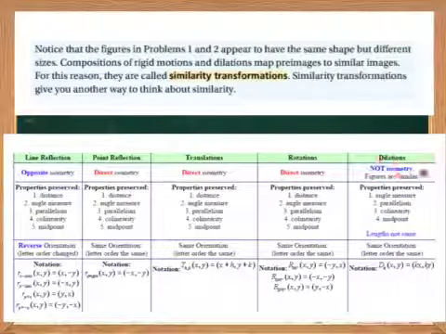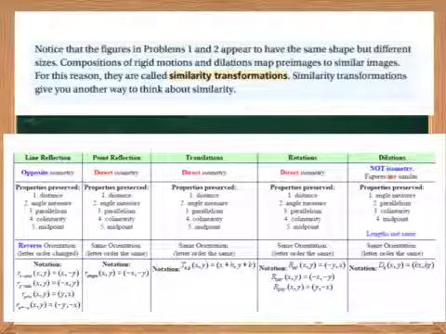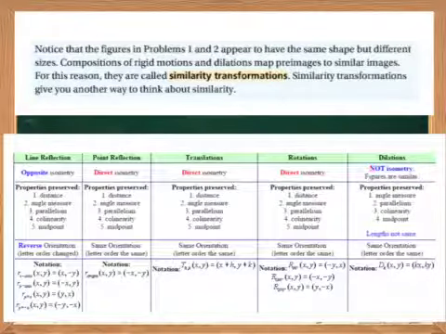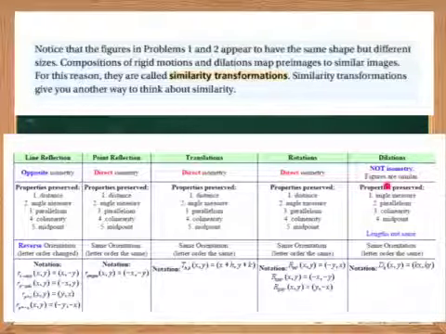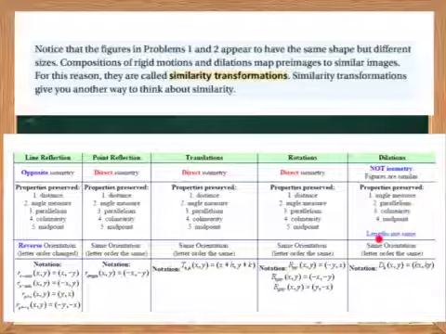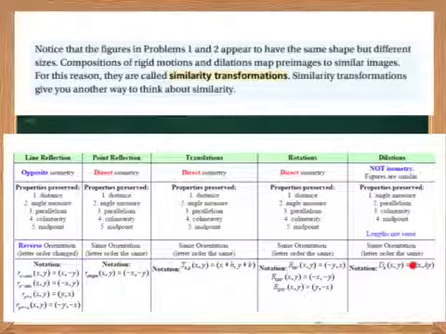Dilations are not an isometry or not a rigid motion. Isometry and rigid motion mean the same thing, but the figures are similar, so the preimage and the image will be similar to each other. This is everything that's preserved, so everything is preserved except for length. It has the same orientation, and this is our rule.